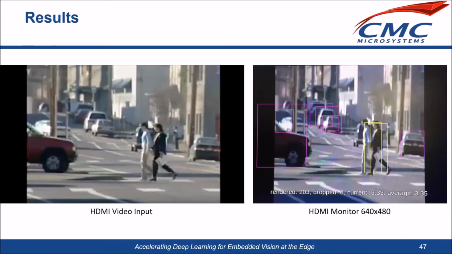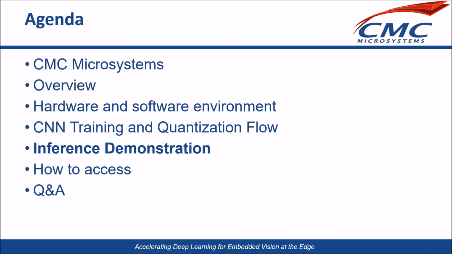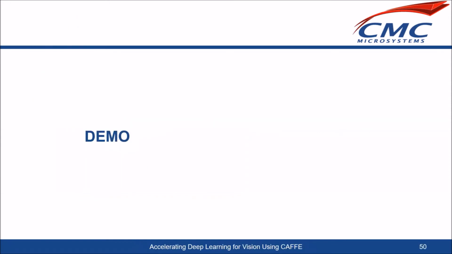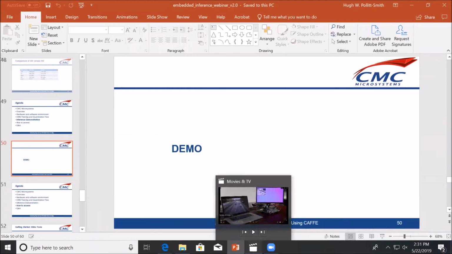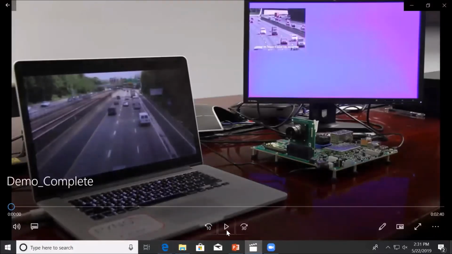And the result is shown here. You have the HDMI video input, and you have the HDMI video output on the monitor, which includes the bounding boxes that are color-coded based on the classification. So people are color-coded as yellow, and cars are color-coded in magenta. So I'll now just show a quick video showing the demonstration in action.